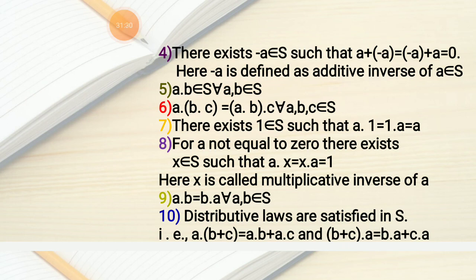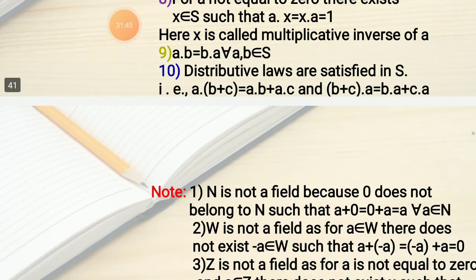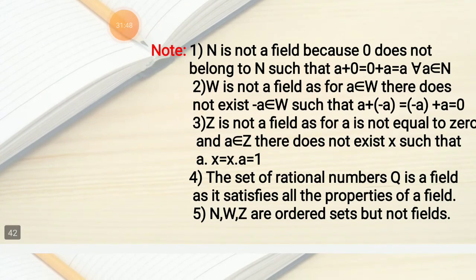The last two laws are the distributive laws: a dot (b plus c) equals a dot b plus a dot c, and (b plus c) dot a equals b dot a plus c dot a. So if these 10 laws are satisfied in a set, then that set is called a field. So we know that Q and R are all fields. N is not a field because 0 is not there in N, such that a plus 0 equals 0 plus a equals a for all a belongs to N.